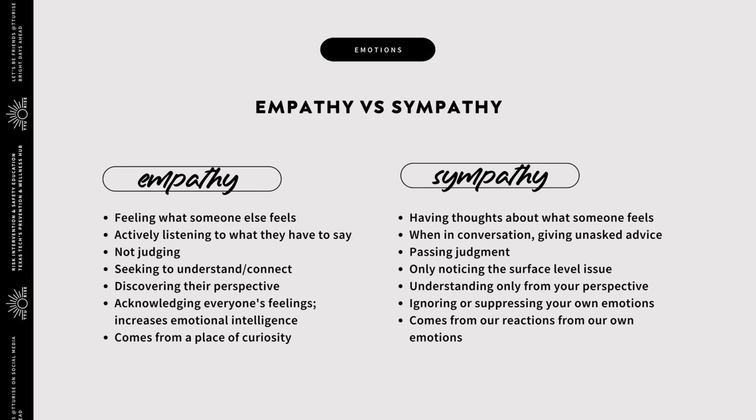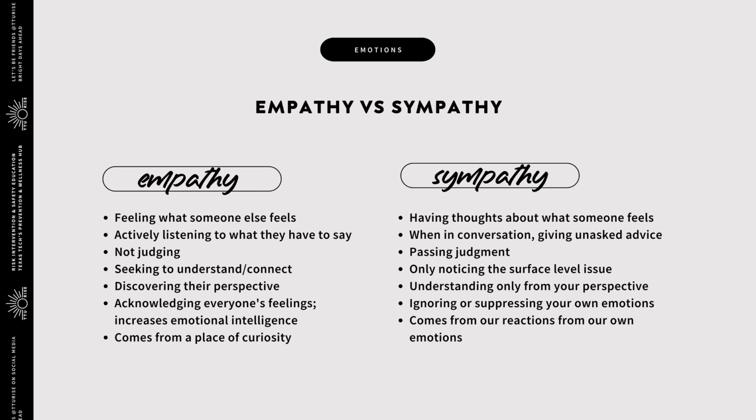We talked a little bit about perspective earlier, and so this is a good opportunity for you to step back to understand the bigger picture. Sympathy looks like ignoring or suppressing your own emotions, which a lot of times people think that in order to support someone else, you have to put your own emotions aside, and that's not accurate, but we're going to tell you about that in just a second. And then lastly, sympathy comes from our reactions, from our own emotions. When someone tells us something that makes us angry or sad for them, typically we react and say things that are based from what we're experiencing from what that person just told us.